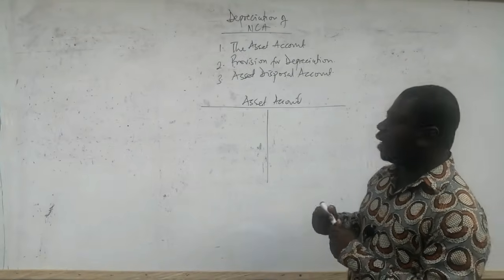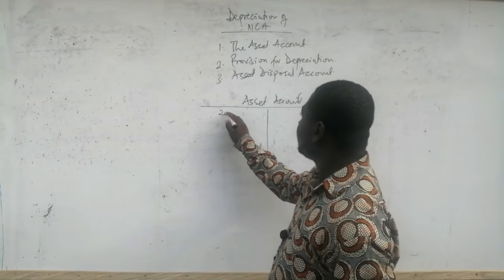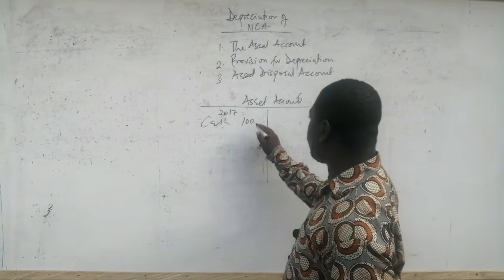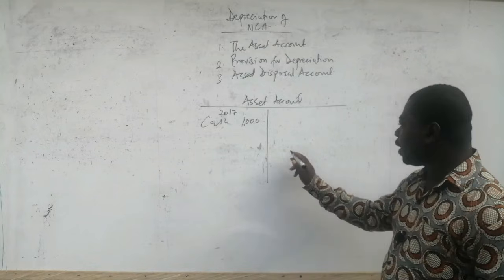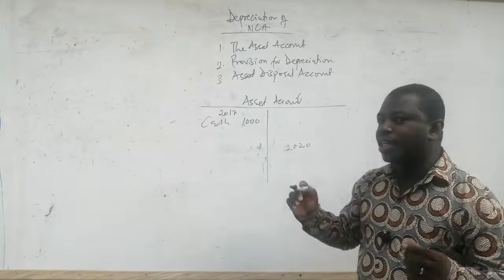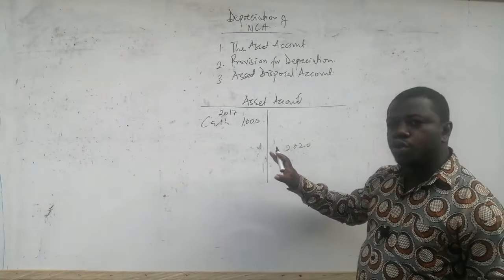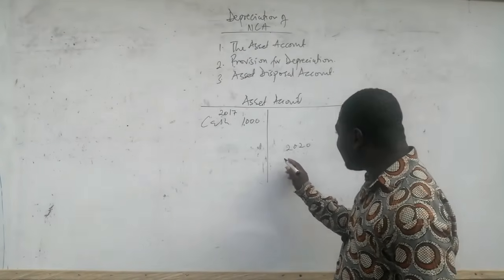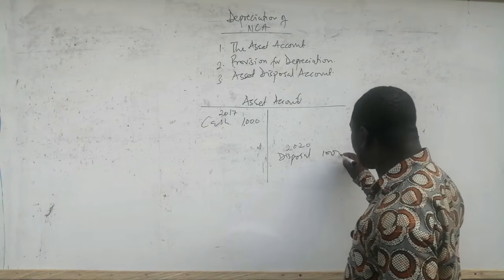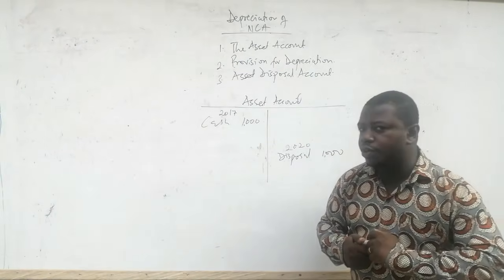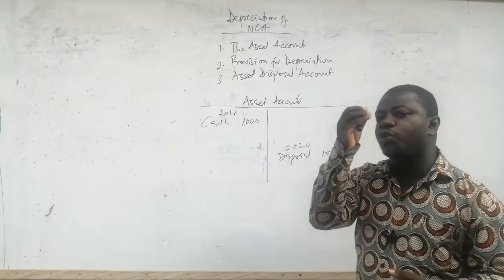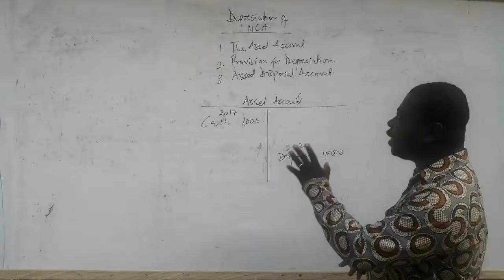So if we are buying an asset in 2017, we bought an asset for 1,000 cedis, and then in 2020 you are selling the asset. The asset may have depreciated, but we don't care. Once I've told you that this is for the cost, you are selling the asset, and so you dispose of the asset and you record the same cost of 1,000. Don't record the net book value, don't record the depreciated value, or don't record the amount for which you are selling the asset. All those things will be done in the disposal account.